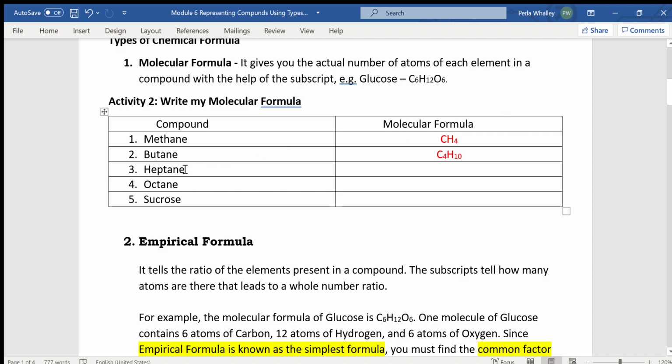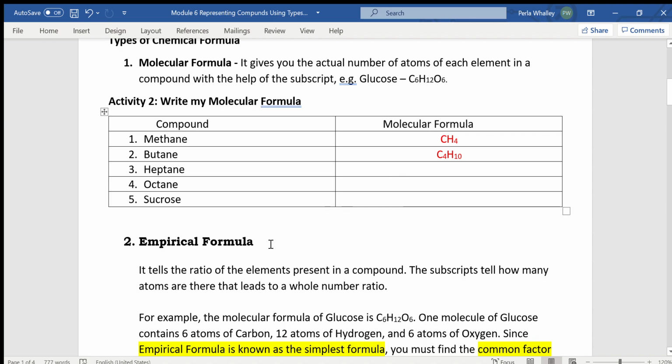And then we have heptane and octane. Remember that we have the prefixes. For 5, it's penta, 6 hexa, 7 hepta, 8 octa, 9 nona, and 10 deca. Okay, so just write the molecular formula.